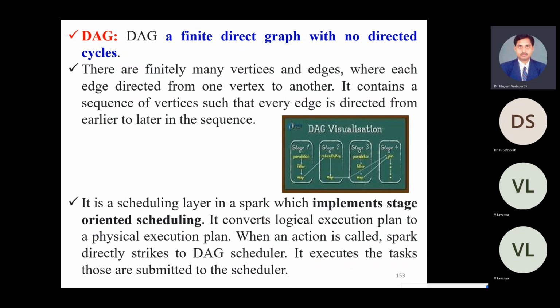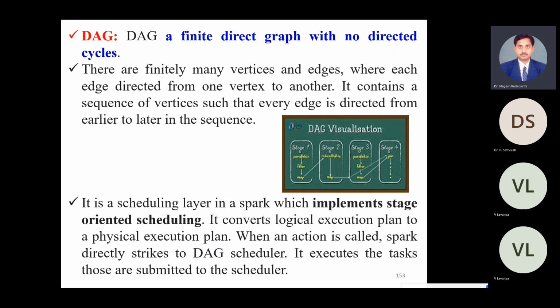In HDFS, the file is loaded once and divided into a number of chunks. Each chunk is taken by a subnode in a parallel environment. It converts a logical execution plan to a physical execution plan. That is called a directed acyclic graph. When an action is called, meaning some action we are performing in stage 1, stage 2, stage 3, stage 4, Spark goes directly to the DAG scheduler. So it performs stage by stage.